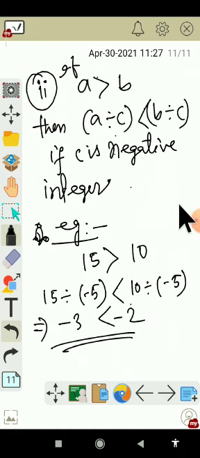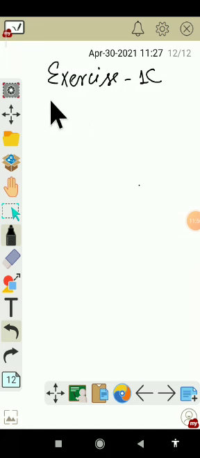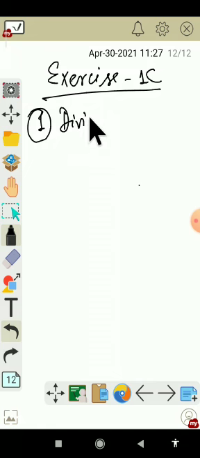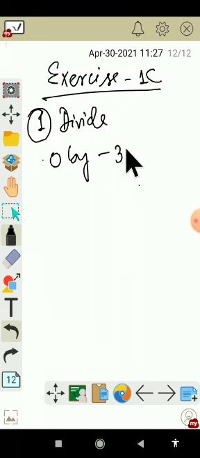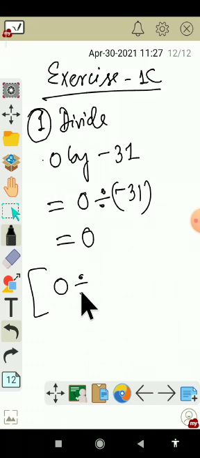Now we will see exercise 1c, number 1. Divide 0 by -31. So 0 divided by any integer is always 0, since we know 0 divided by any integer a always gives 0.